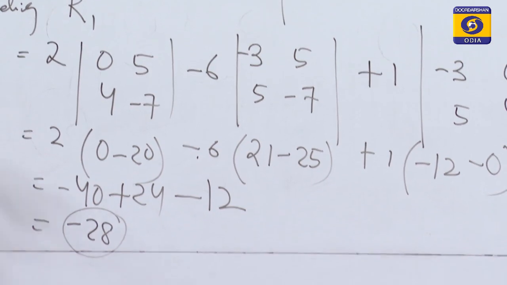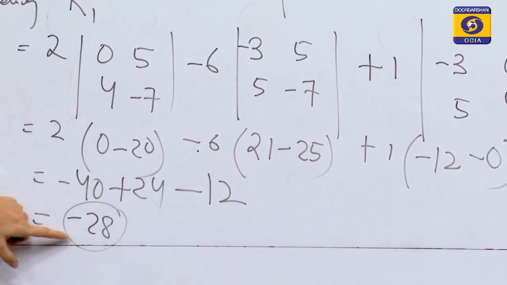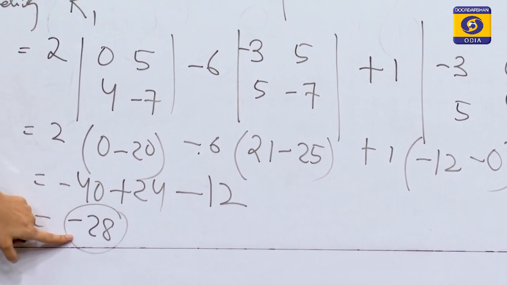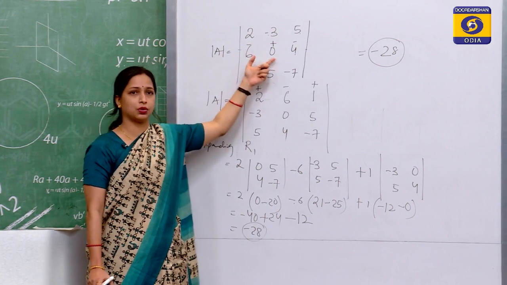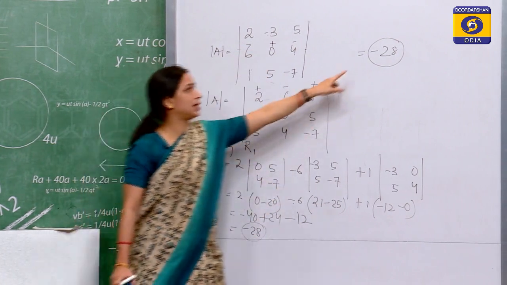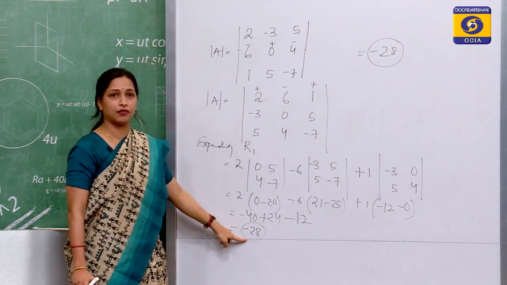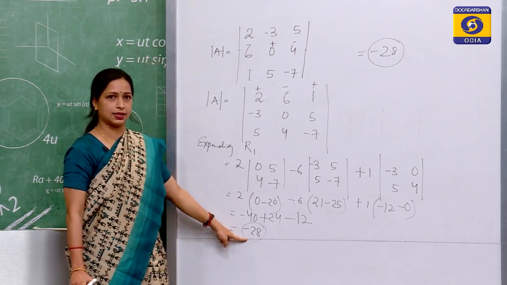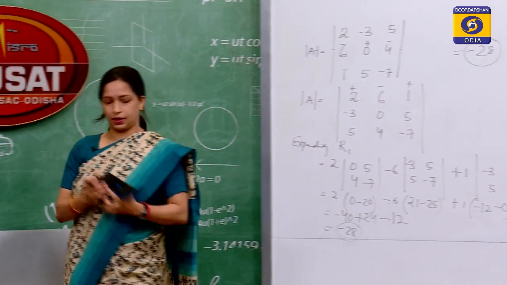So, if it is an order 2 determinant or an order 3 determinant, the property remains true that if we interchange the rows into columns or the columns into rows, the value will remain the same. So, earlier also we found the value was minus 28. So, here also after interchanging the value remains the same, right. So, hence proved property 1. Now, let us go to the next property.